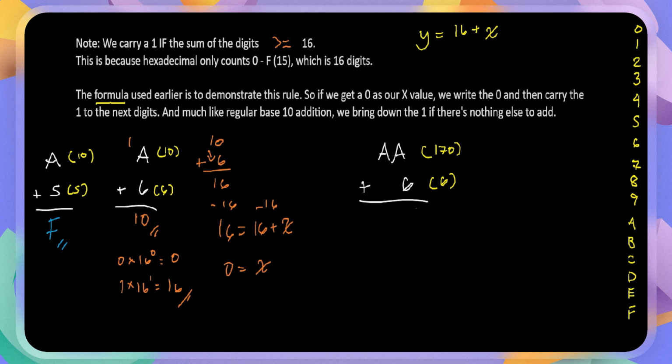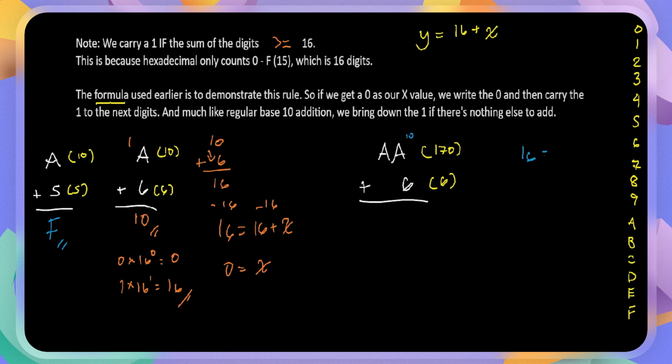What about a longer example? We have AA plus 6. AA is just 170, and 6 is just 6. So let's do that again. Again, we know that A is just 10. So 10 plus 6 is 16. So we use this formula again.